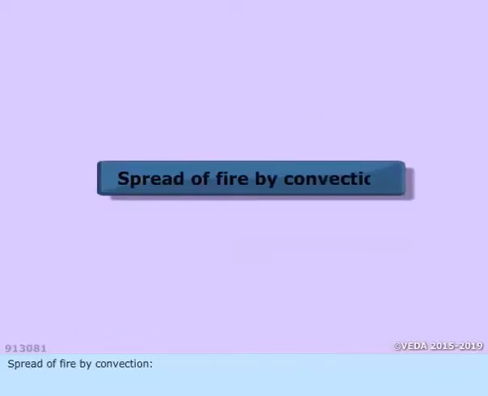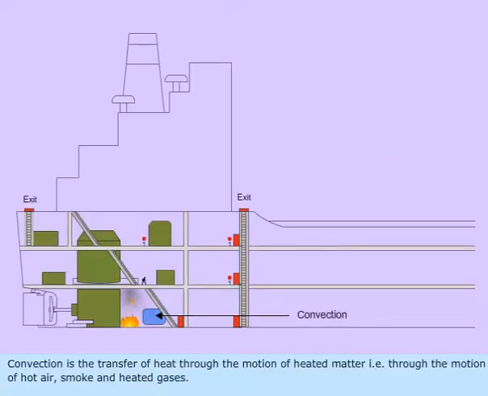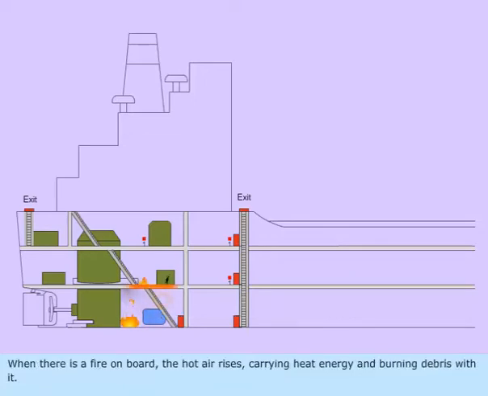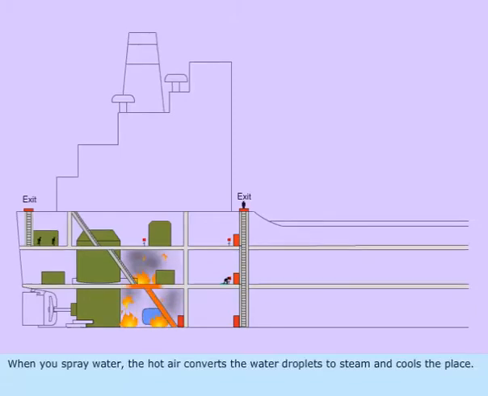Spread of fire by convection. Convection is the transfer of heat through the motion of heated matter, that is through the motion of hot air, smoke and heated gases. When there is a fire on board, the hot air rises, carrying heat energy and burning debris with it. When you spray water, the hot air converts the water droplets to steam and cools the place.